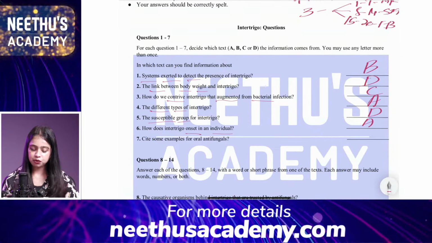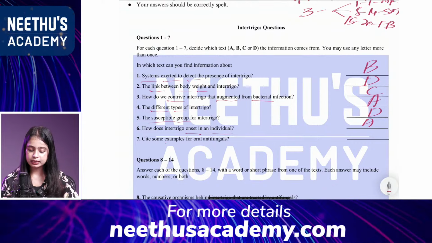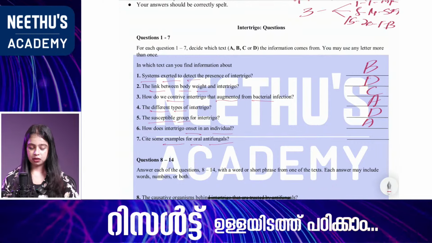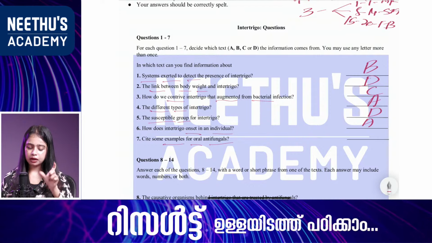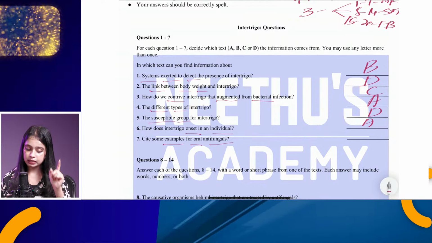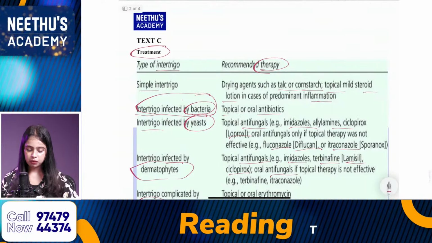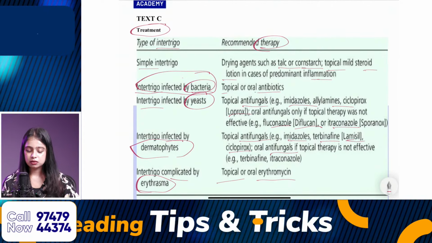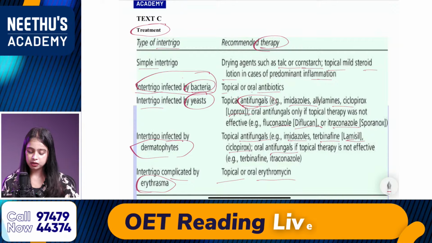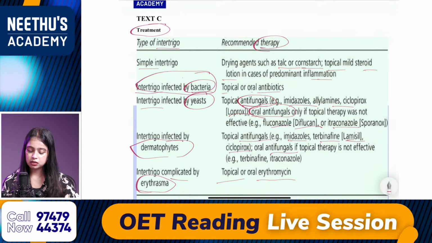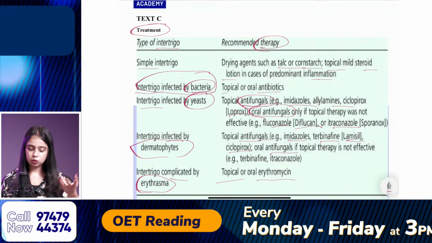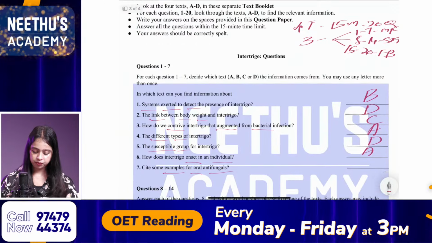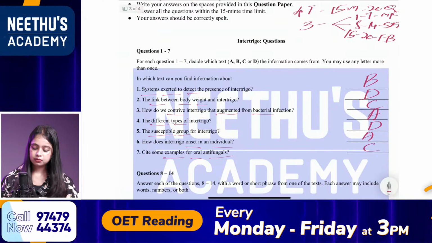I'm jumping to the final, seventh one. Cite some examples for oral antifungals. Examples, oral antifungals. Again I've seen this word, oral antifungals, in text C. See here, oral antifungals is here, then oral antifungals here. So definitely the answer is C.